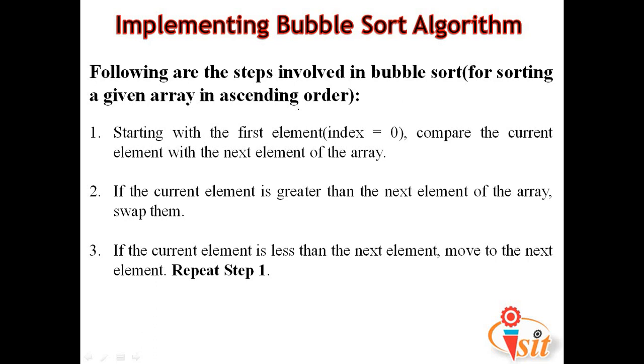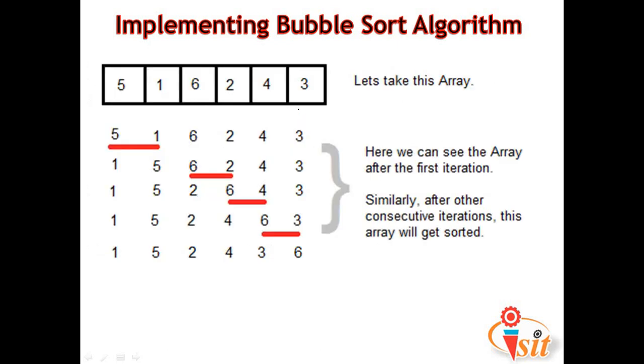If the current element is less than the next element, move to the next element and repeat step 1. It means that if the first element is less than the second element, in that case there is no need to do the swap. Directly we can move to the next one, that is the second element with the third element. So like that the bubble sort algorithm we are going to implement.